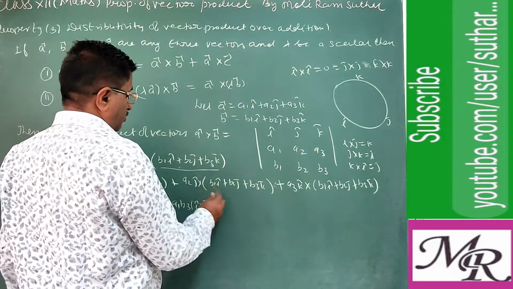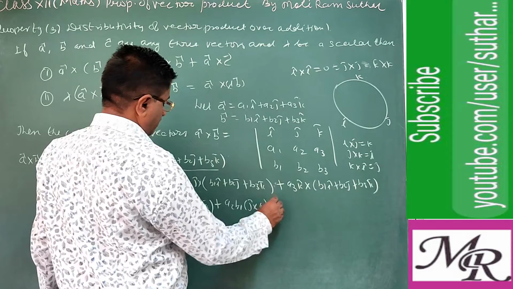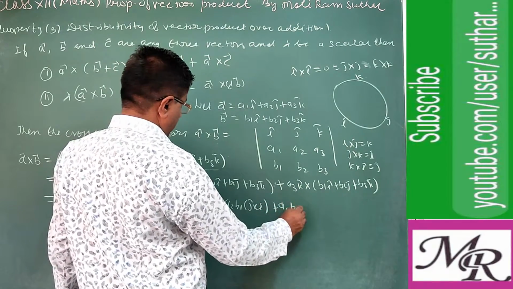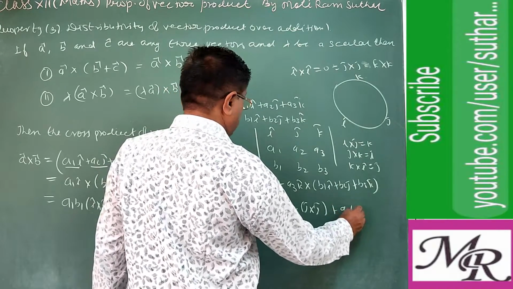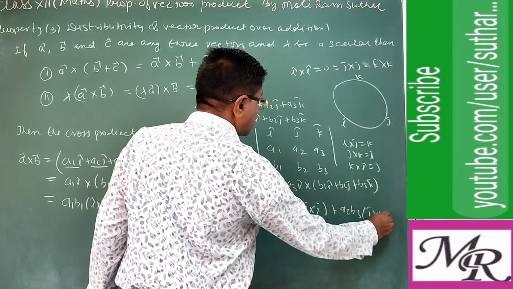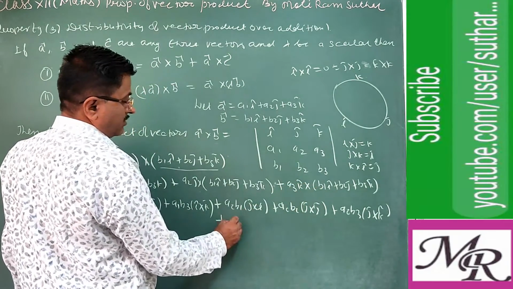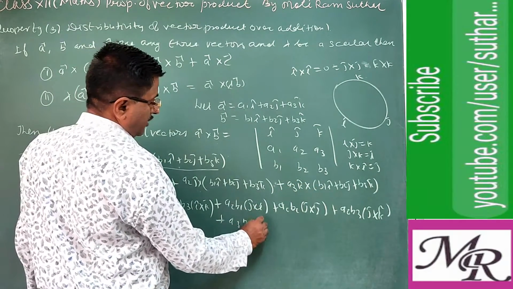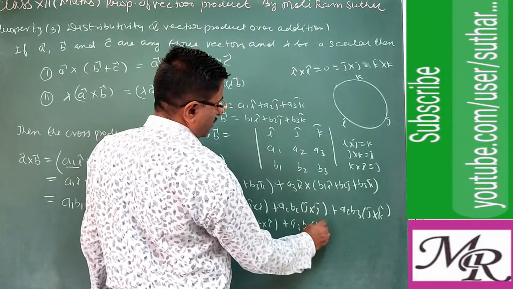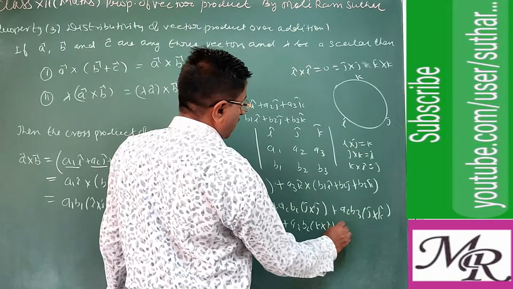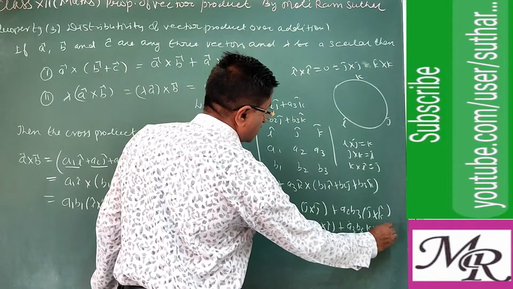So here say A2 with B1, J cross I, plus A2 with B2, J cross J, then A2 with B3, J cross K. And last will be A3 with B1, K cross I. Then A3 with B2, K cross J. And A3 with B3 and K cross K.